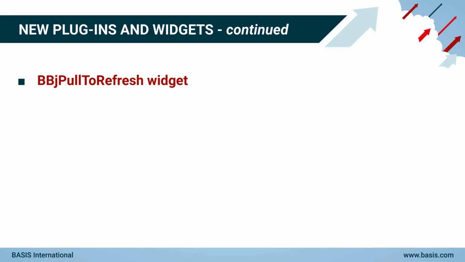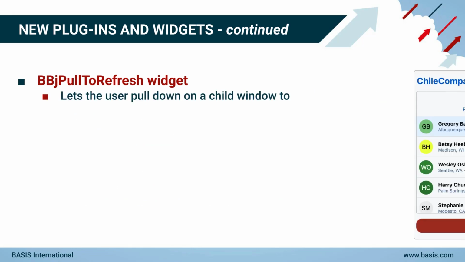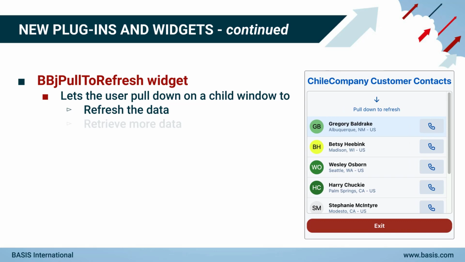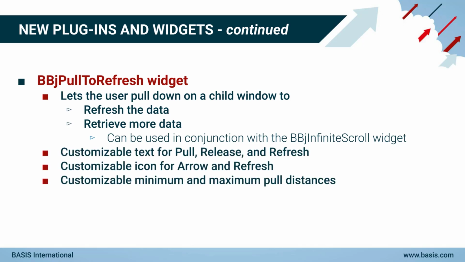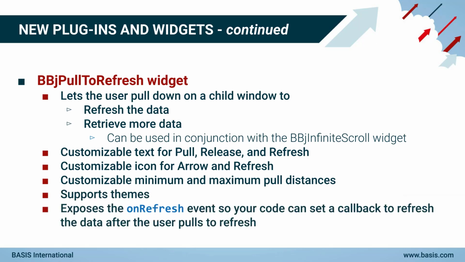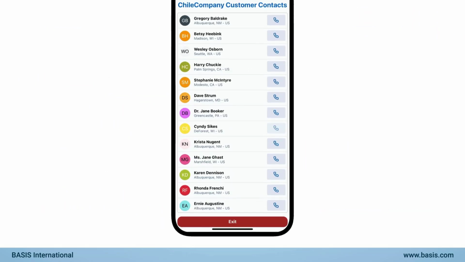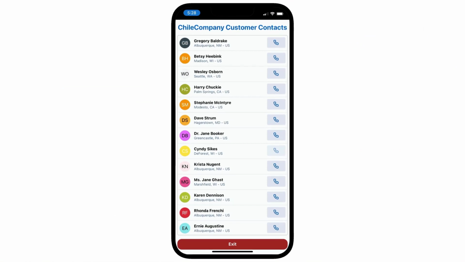There's also a BBj Pull to Refresh widget, which lets the user pull down on a child window to either refresh the data or to retrieve more data when used together with the Infinite Scroll widget. Several of its UI features are customizable, including the actual text used for pulling, releasing, and refreshing. It exposes an onRefresh event so that we can set a callback to refresh our data after the user pulls on the child window. We can see both widgets in action with our Chili Contacts demo, which displays a list of Chili Company customers along with their location and a button to call them on the telephone.